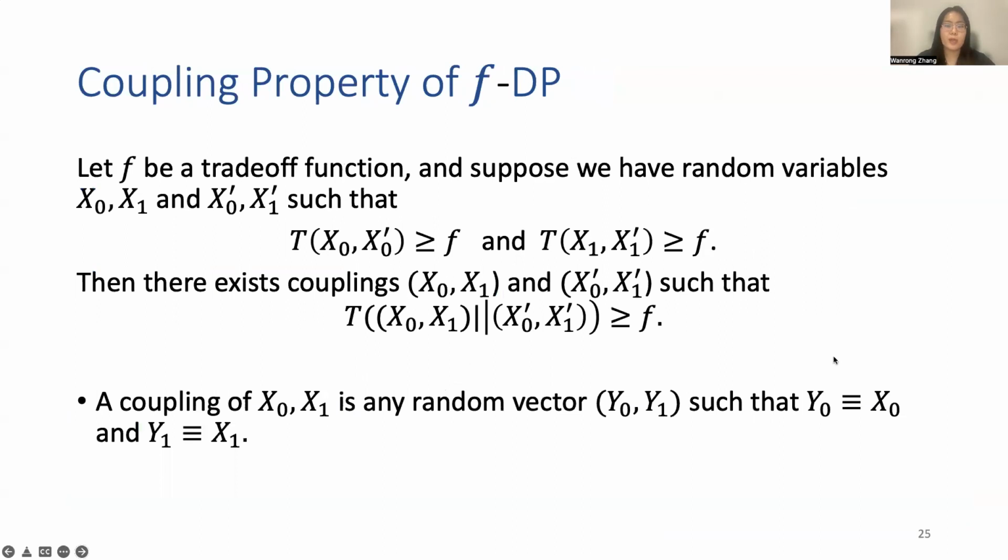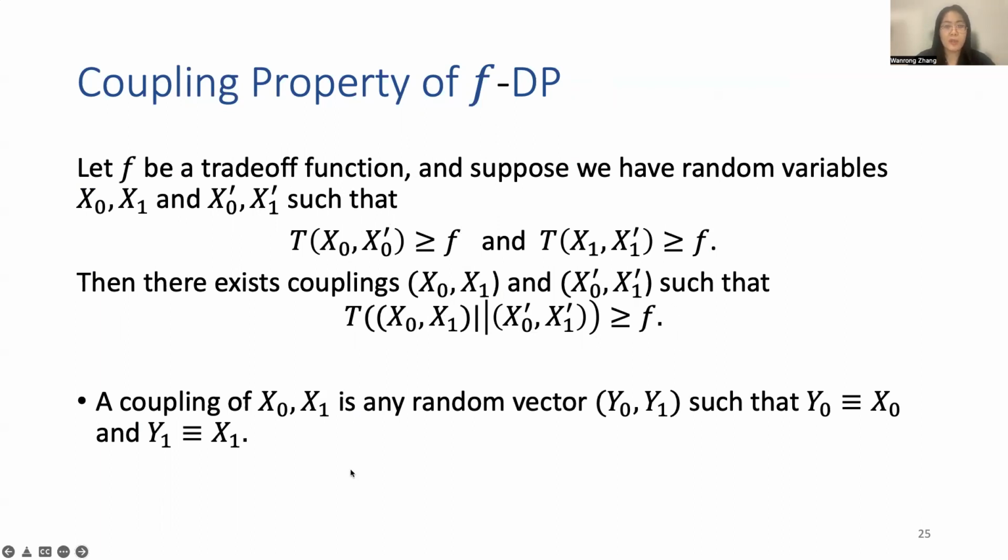So our proof relies on two properties of FDP. We first show a novel coupling property of FDP. And it says, suppose we have two pairs of random variables, such that the trade-off function between the two pairs are greater than this target trade-off function f. Then there exists a coupling of these two pairs, such that the trade-off function between the two pairs of couplings is also greater than f.